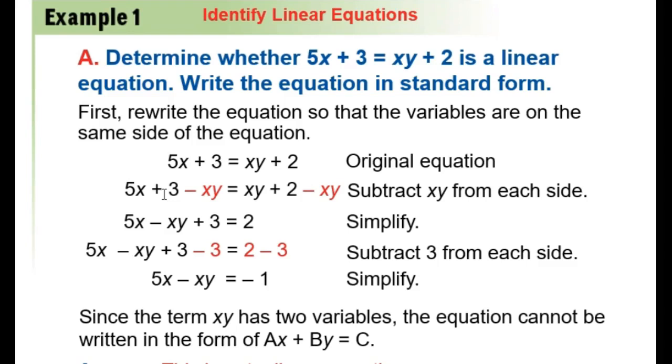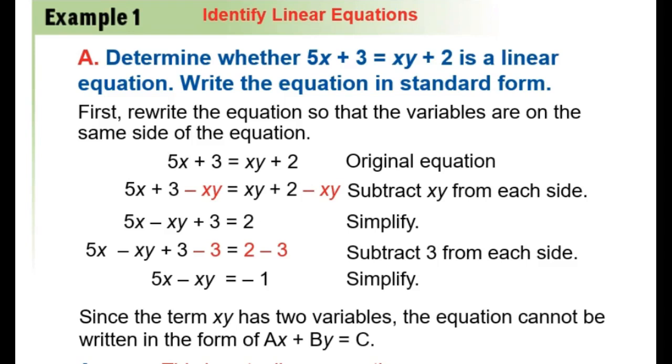So we have xy subtracted on both sides. This xy and this xy will cancel. So you have 5x minus xy plus 3 equals 2. Okay, now we want to get this 3 away from the left and onto the right. To do that, what do we have to do? So your turn. Subtract 3 from both sides. Very good.